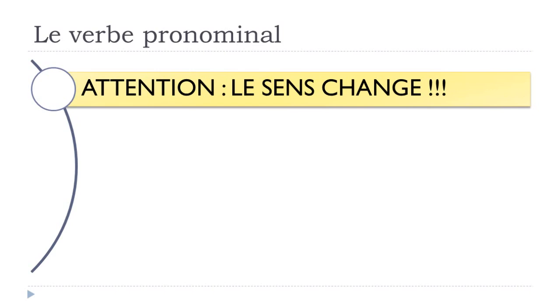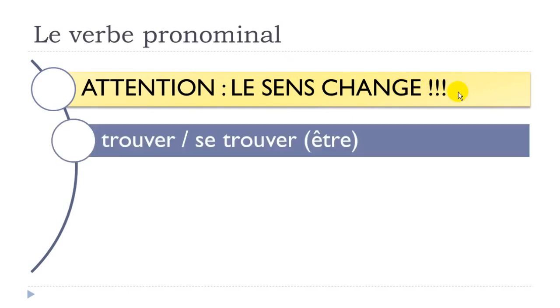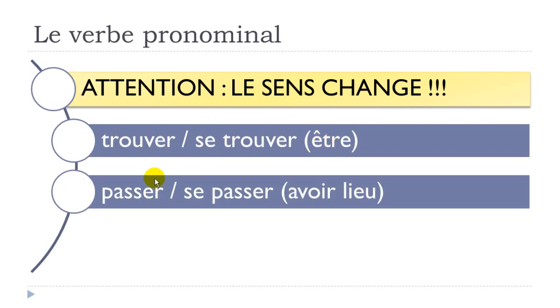Be careful, because in some cases when you add this se in front of the verb, then le sens, the meaning of the verb, will change. So I will put a few examples here. Trouver is to find. And then se trouver means to be, être. Passer, to pass. Se passer, avoir lieu, so to take place.